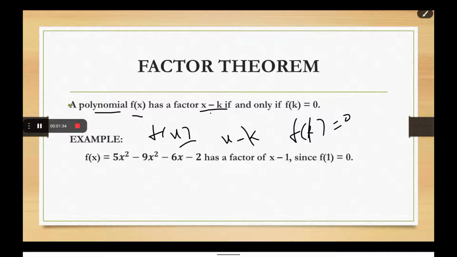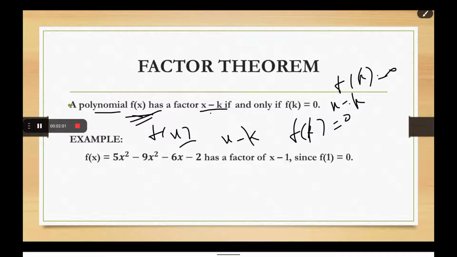Again, we can write the converse also. If f of k equals 0, we can write that the polynomial f of x has a factor x minus k. That means if you put x equal to k into this polynomial f of x, you get the answer f of k equals 0. That is the factor theorem. I hope you understand this.